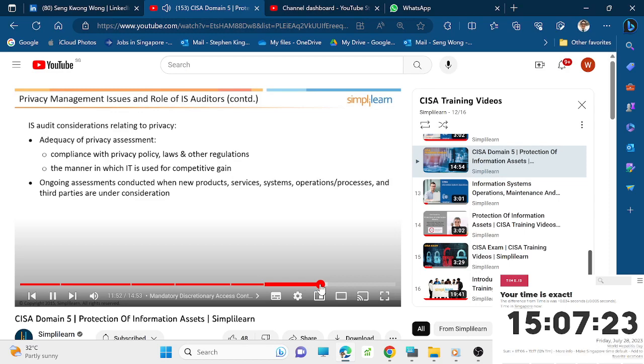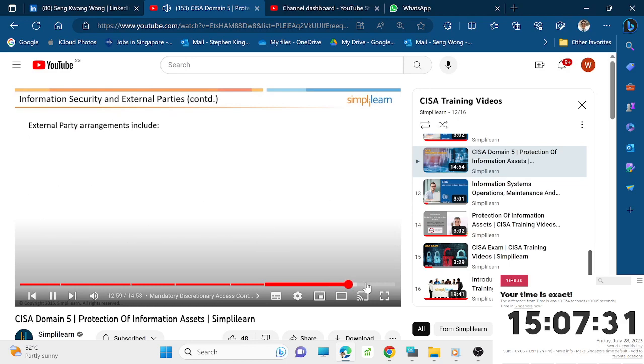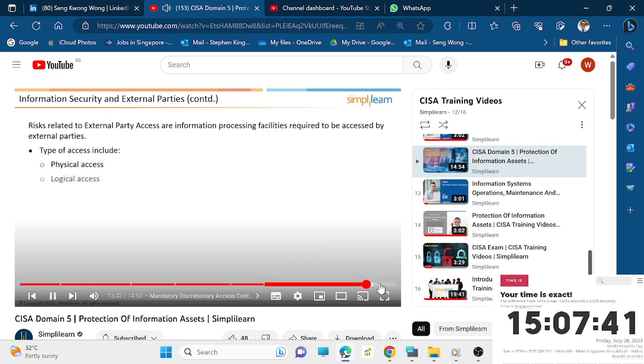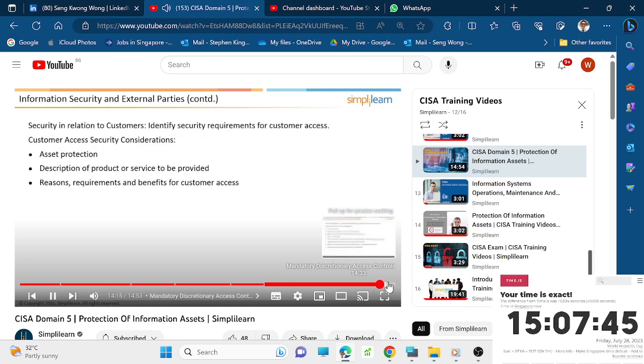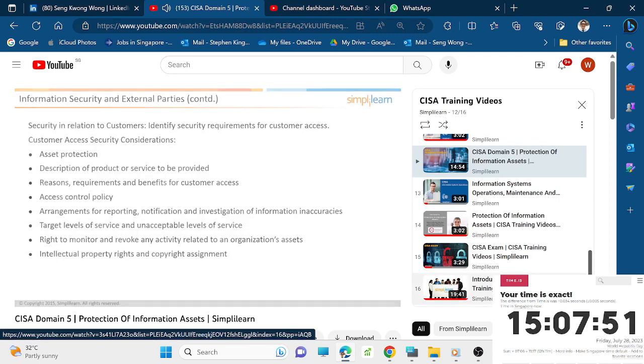The ongoing assessments conducted when new products, services, systems, operations, and responsibilities of employees, contractors, and external party arrangements include service providers, ISPs, network providers. Types of access include physical access, logical access, network connectivity, organizations for customer access, access control policy, intellectual property rights, and copyright assignment.